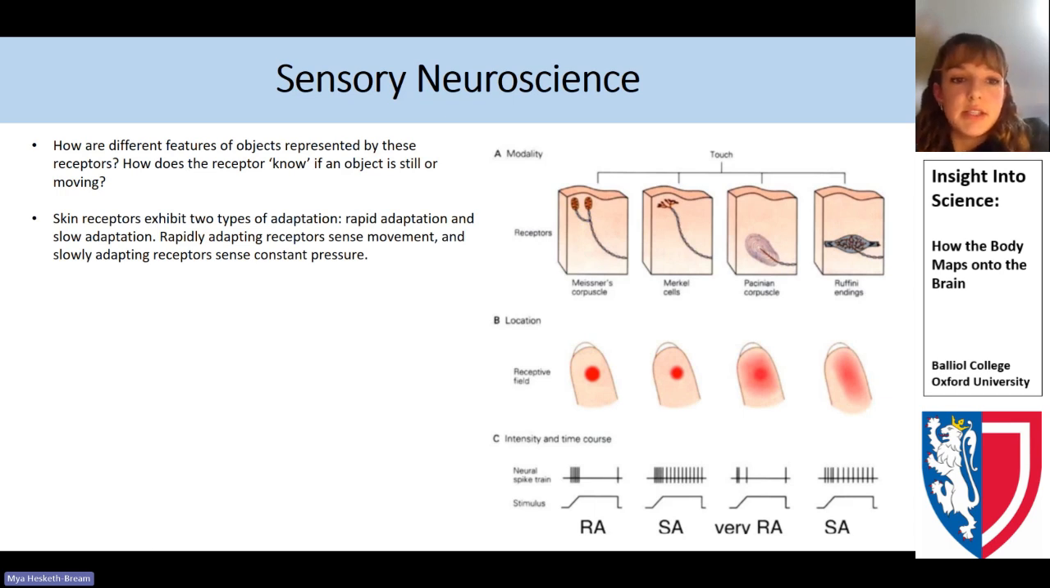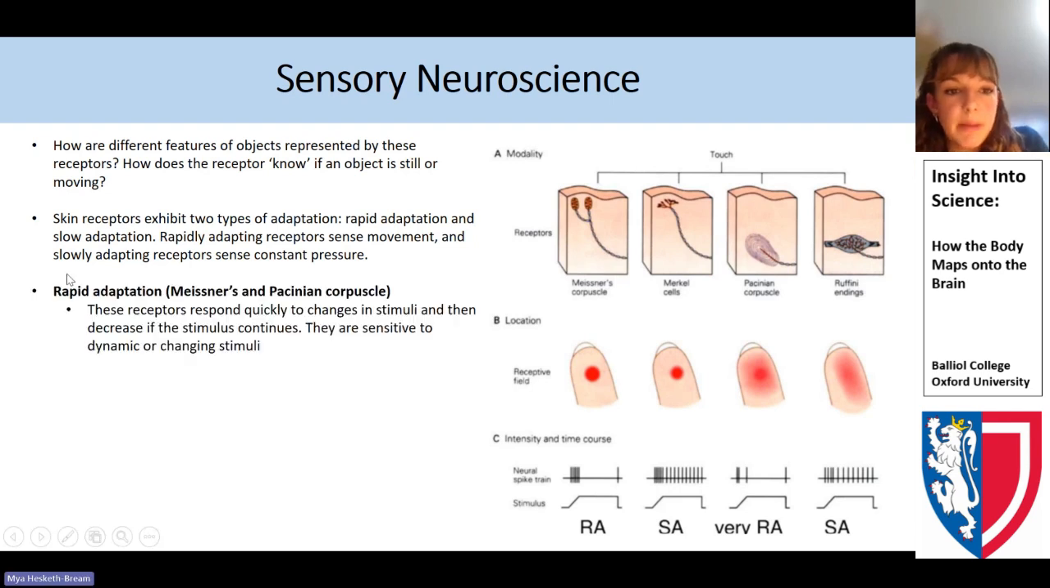These skin receptors exhibit two types of something called adaptation in order to achieve this. Adaptation just means it's able to respond quickly, it's able to change its response. So we have receptors that are rapidly adapting and slowly adapting. The rapidly adapting receptors sense movement, and the slowly adapting ones sense when something is constantly on the skin, when it's just still. The rapidly adapting receptors are the corpuscles, the Meissner's corpuscles and the Pacinian corpuscles.